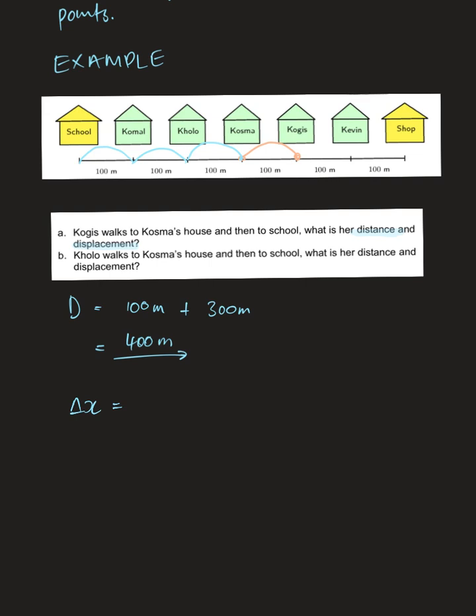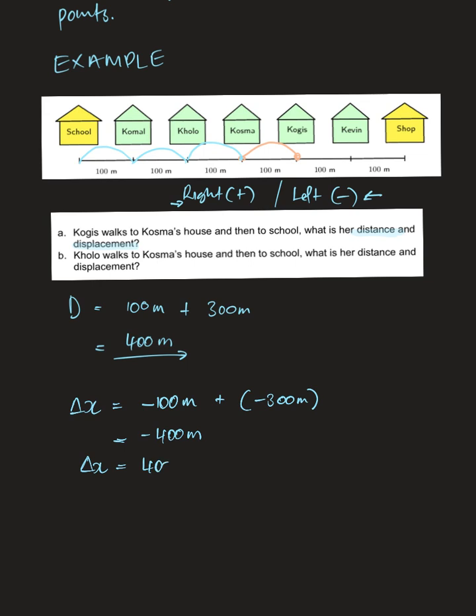If we look at the displacement then, because displacement is a vector, first thing I have to do is make a decision. I'm going to say that anything that moves to the right is positive, and anything that moves to the left would be considered negative. So Kokis is moving, right means this way and left means this way. Kokis is moving to the left, isn't it? So she first moves 100 meters left, and then she moves another 300 meters, so plus negative 300 meters. So in total, Kokis has walked negative 400 meters. But we know the rule. The rule is that delta x, or any vector, must be a positive value, and we must include the direction. So if this value is negative, it means she's walking left. So we'll say 400 meters to the left.